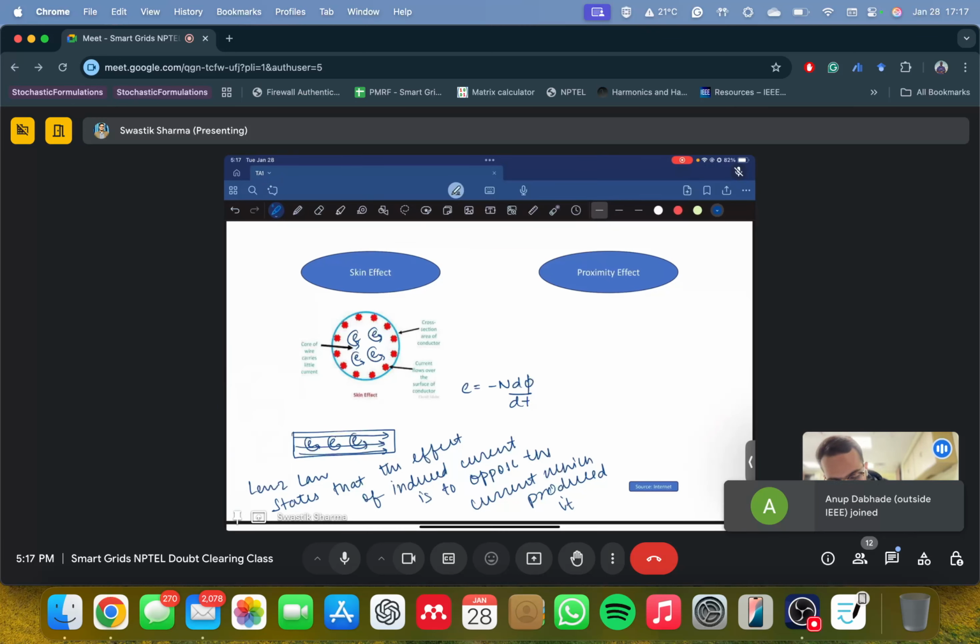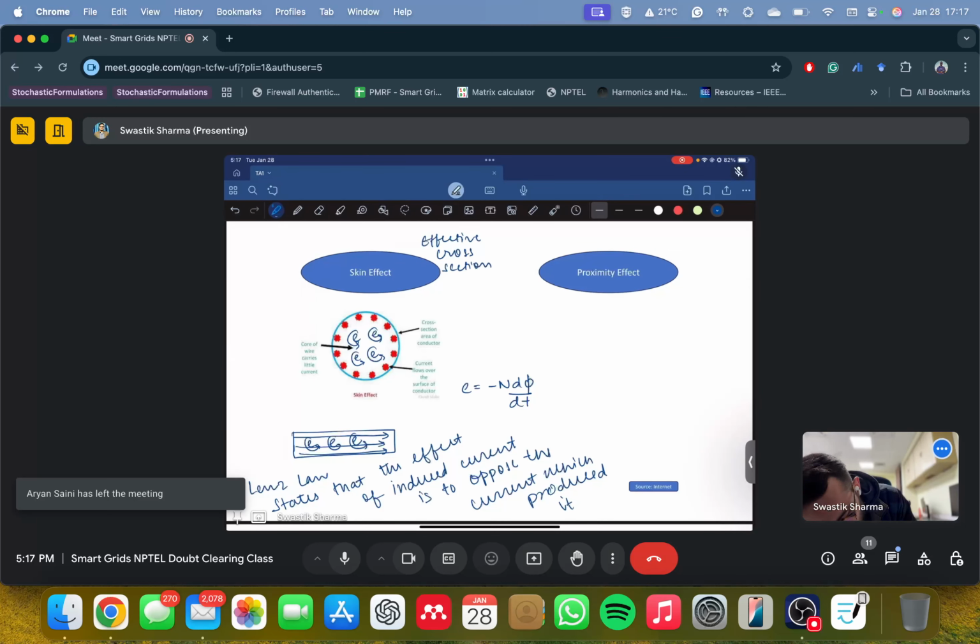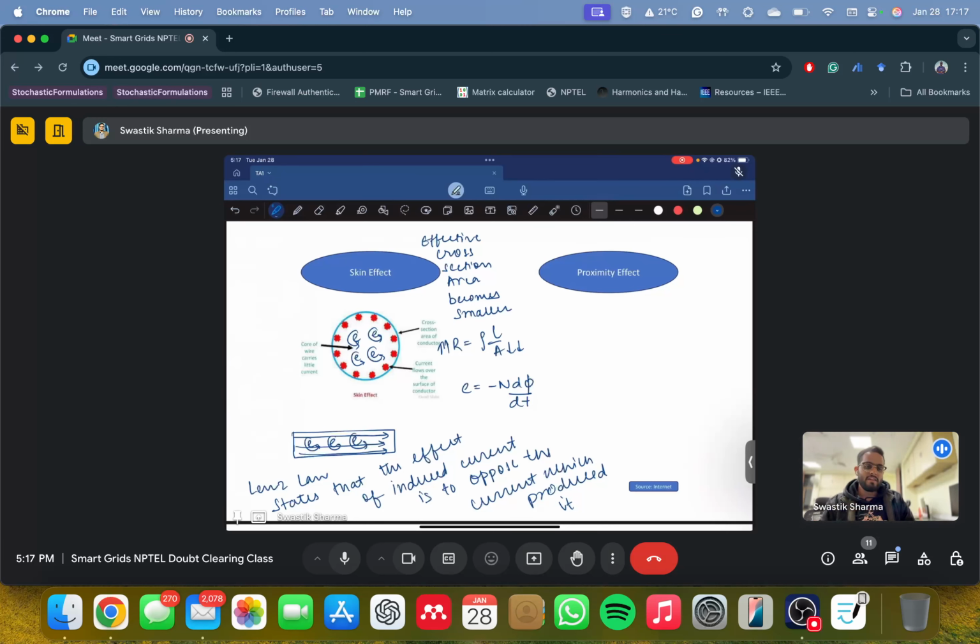So the effective cross-section area becomes smaller. Now, when A becomes smaller, we know the effective resistance R increases. When R increases, the line losses will increase. So skin effect adds to the I square R losses, which are already there in an AC transmission system, right?